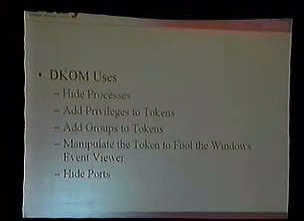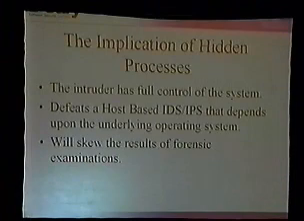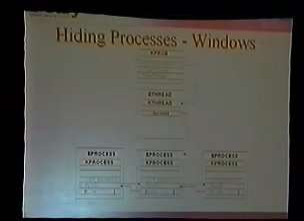So you can hide processes, add privileges to tokens, add groups to tokens, manipulate a token to fool most forensics that are out there. There are some very advanced forensic tools that will catch DKOM types of issues. We had some of the students in our class who were from NCASE, and they're wise to these tricks. You can also use DKOM to hide ports. So everyone knows the implications of hidden processes. To hide a process in Windows, here's how you would go about it.